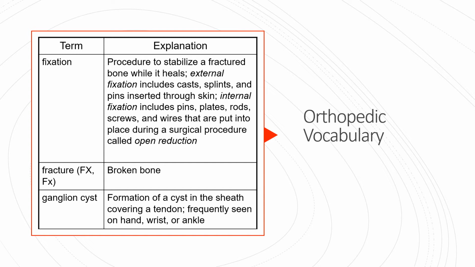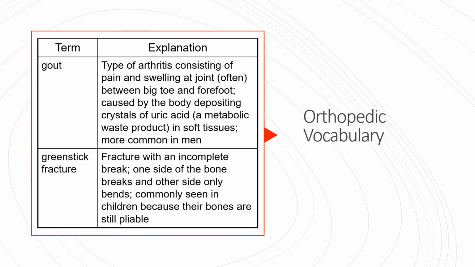Ganglion cyst is the formation of a cyst in the sheath covering a tendon. This is going to be frequently seen on the hand, wrist, or ankle. Gout is a type of arthritis that consists of pain and swelling at a joint, most often between the toe and forefoot. And this is caused by the body depositing crystals of uric acid, which is a metabolic waste product that occurs in soft tissues. And this is going to be more common in men.